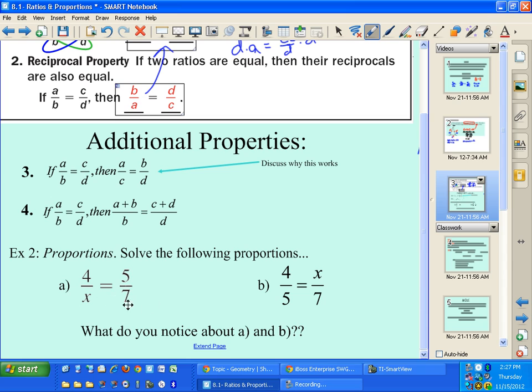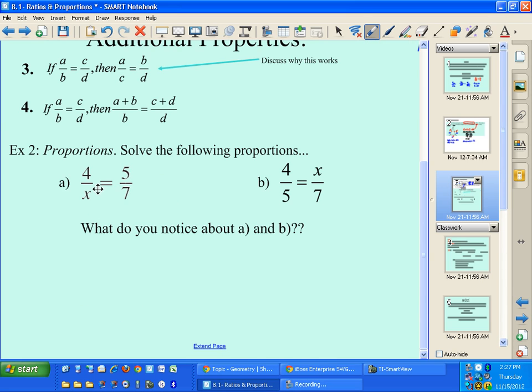So now I've got these 2 examples down here. If I was solving for x, the first thing I would do is use the cross product property, which is basically what we call cross multiplication. So I have 4 over x equals 5/7, and if I multiply, basically I'm multiplying 5 and x together to get 5x, and 4 and 7 together to get 28, and then I would divide both sides by 5, which will give me 28 over 5, or approximately 5.6, I believe, is what it comes out to be if we were to divide those out.